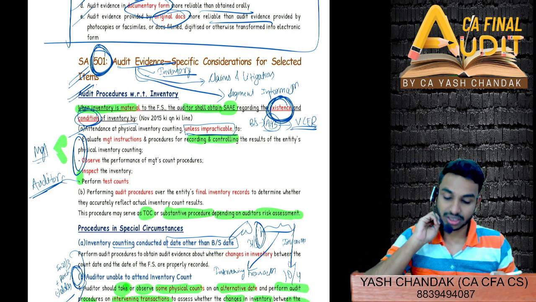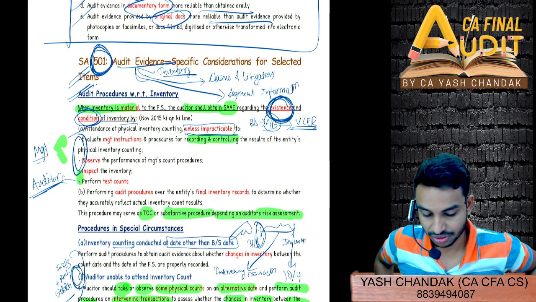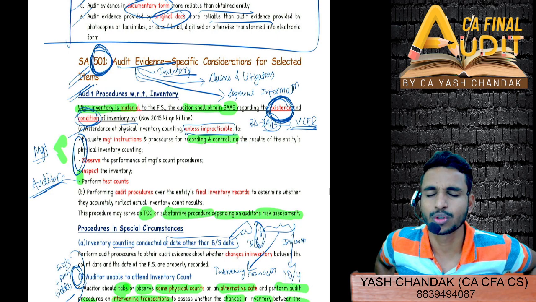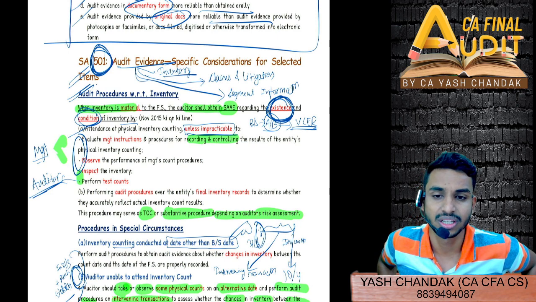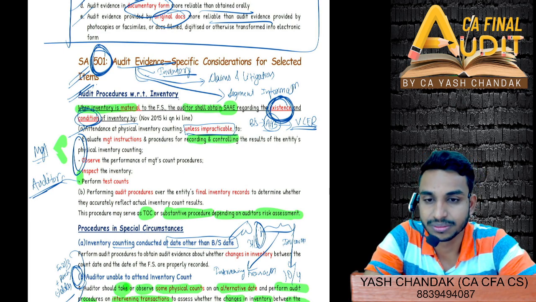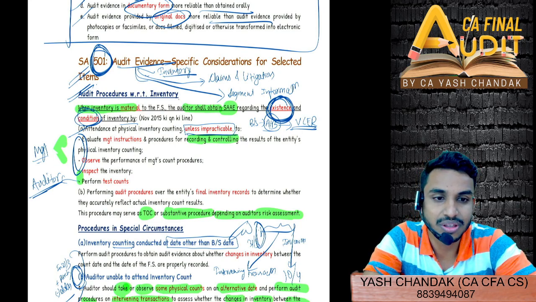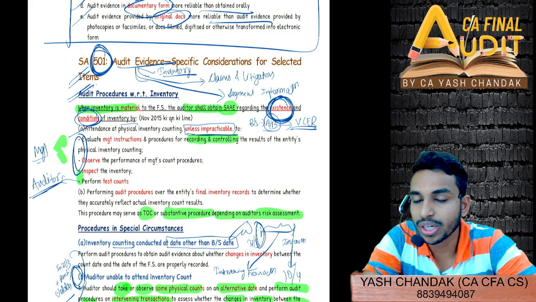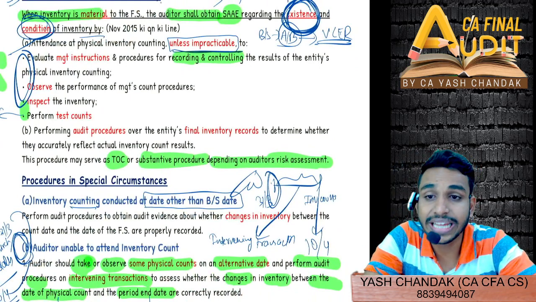So we started with SA 501, right? Continuing with the standards, audit evidence, specific consideration for selected items. And I told you we are going to learn about three specific selected items here. One was inventory, the other two were litigations and claims, and segment reporting. So we have already done what? Inventory.